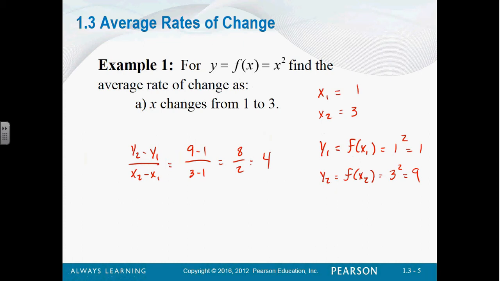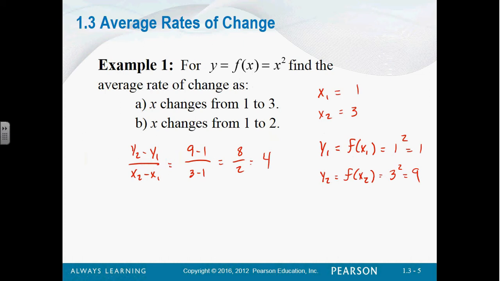So for every one change in x, I have 4 changes in y. Okay? It's just a slope, rise over run. Does that make sense? Maybe not the application of it or the practicality of it, but at least how to do it. That's what's important at this point. Okay?